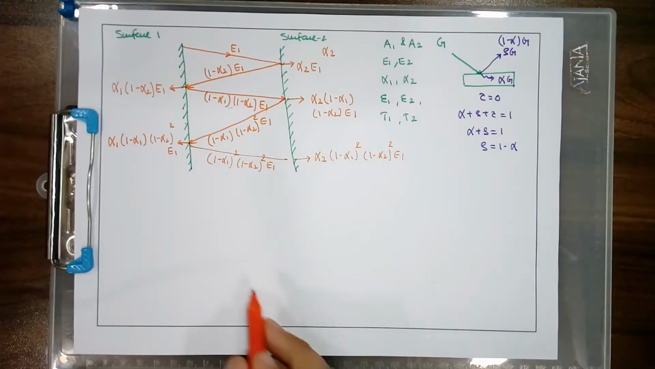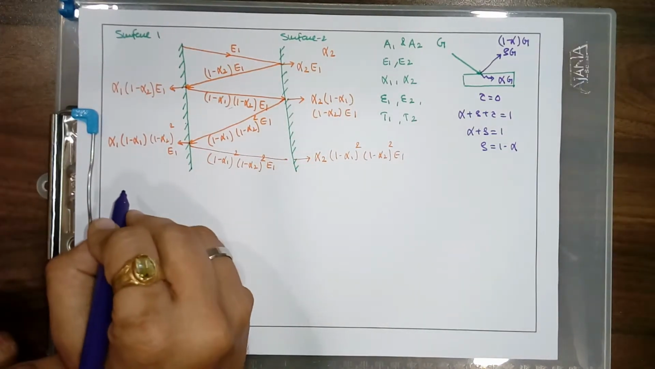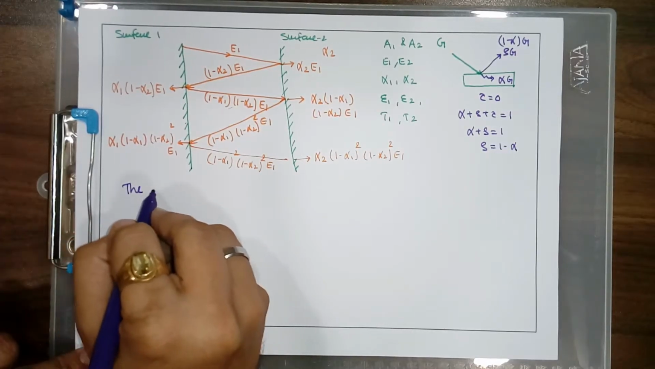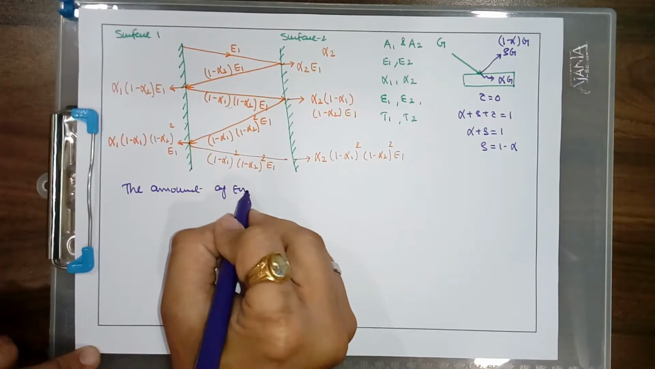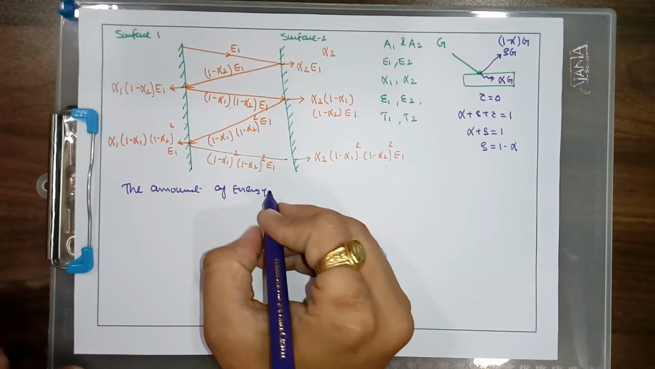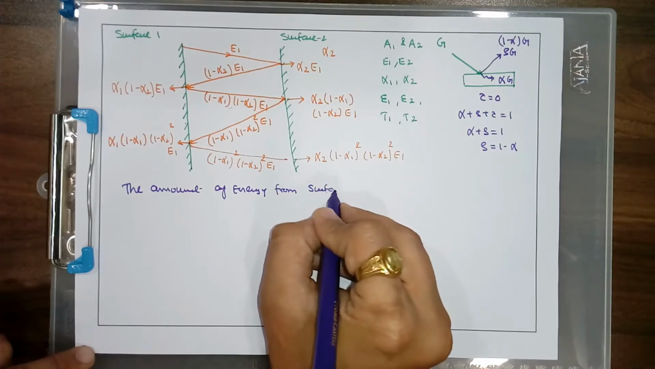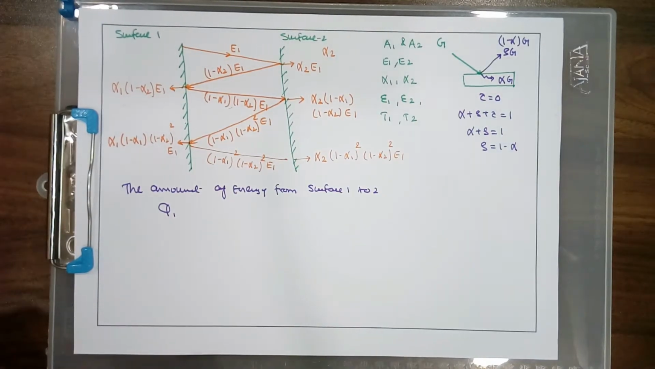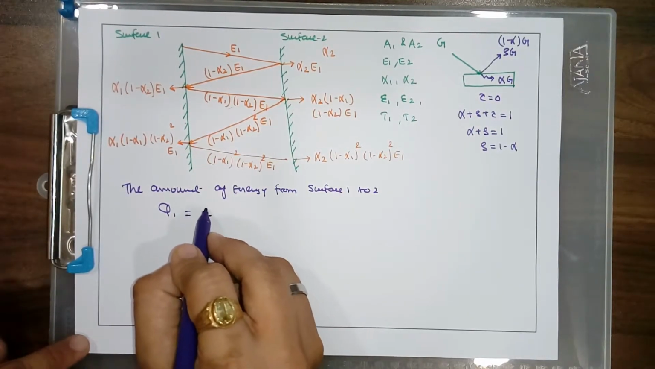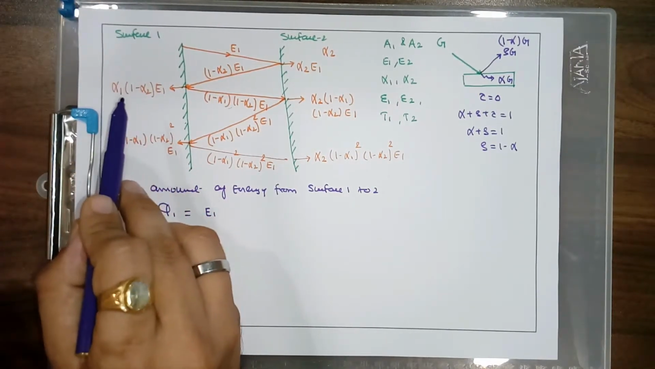In the same way, this process goes on for infinite times. Now, on the basis of this phenomenon, we calculate the amount of energy or heat transferred from surface 1 to 2, and that is indicated by Q1. Here E1 is emitted, and out of that this much amount of energy is absorbed by the surface.